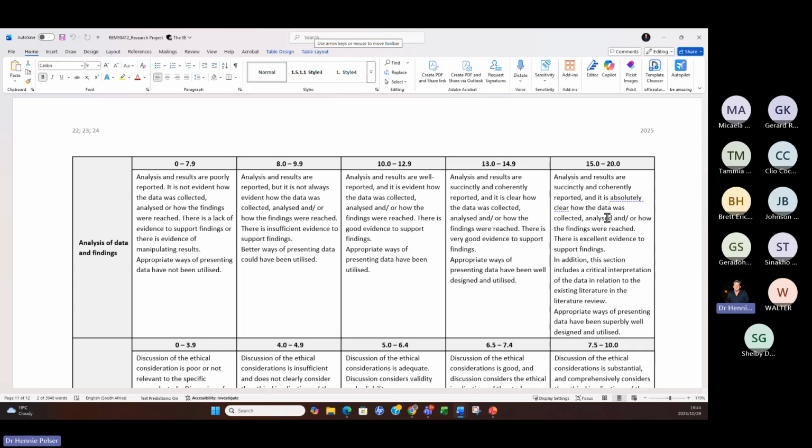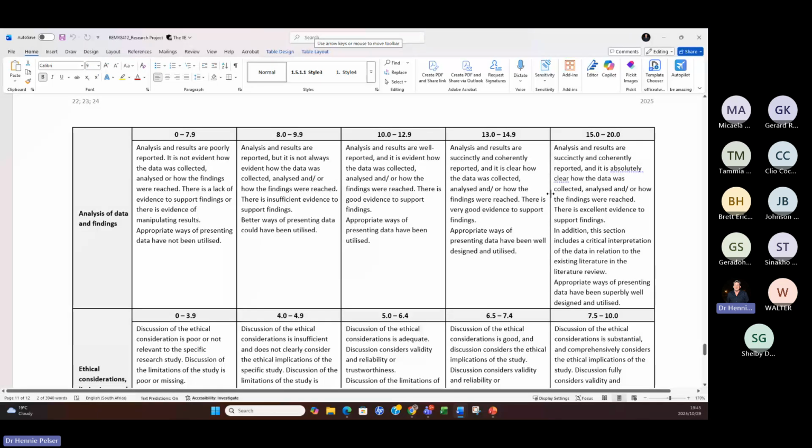Please look at the examples that I've given you. Please download those examples. Please make sure that if you're doing qualitative, you're looking at qualitative examples, and obviously, if you're doing quantitative, that you're looking at quantitative examples. It's not to slavishly follow what they have.